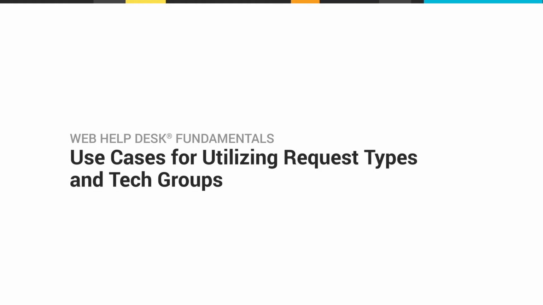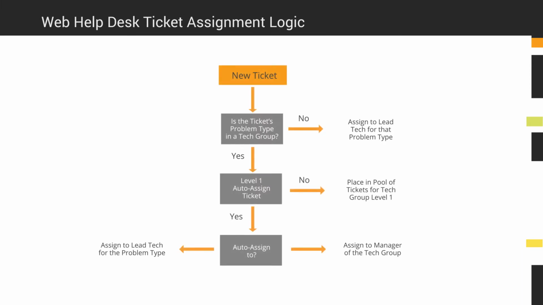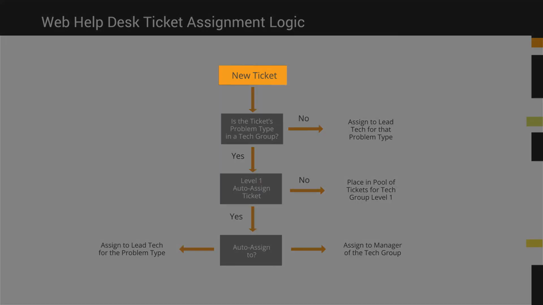In this video, I'll show you why you would use a tech group and how they relate to request types. Web Help Desk uses request types to determine how the ticket will be routed for assignment. Assignment is set in one of two ways. For tickets with a request type that is not in a tech group, the lead tech for that request type is set as the assigned tech.